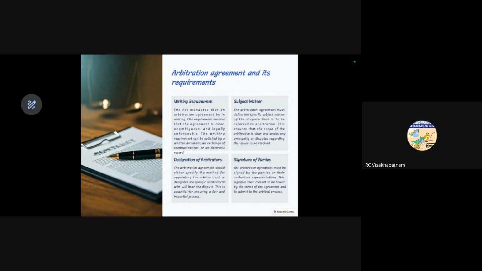Subject matter. The arbitration agreement must define the subject matter of the dispute and the designation of the arbitrators. The designation of officers is essential to ensure fair and impartial procedures. So they should appoint competent, expert persons as arbitrators. Signatures of the parties. The arbitration agreement must be signed by the parties or their authorized representatives. This signifies that they consent to be bound by the terms of the agreement and to submit to the arbitral process.